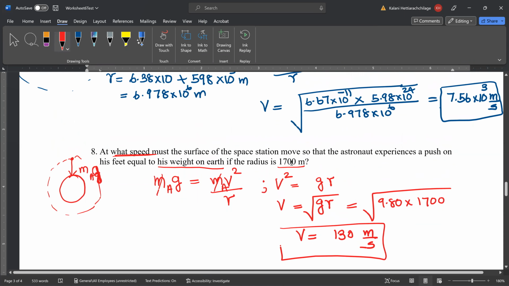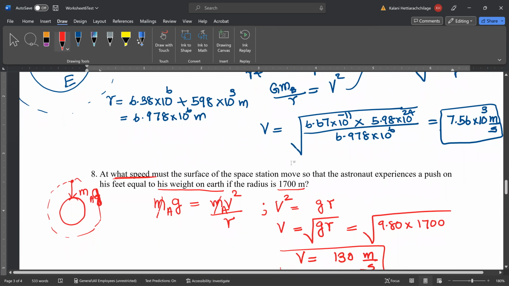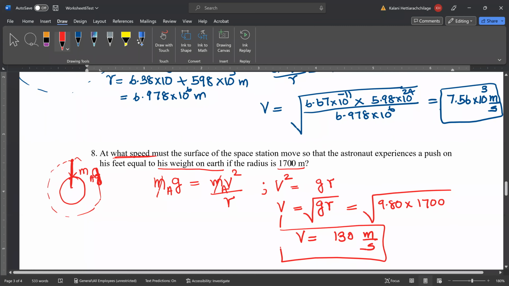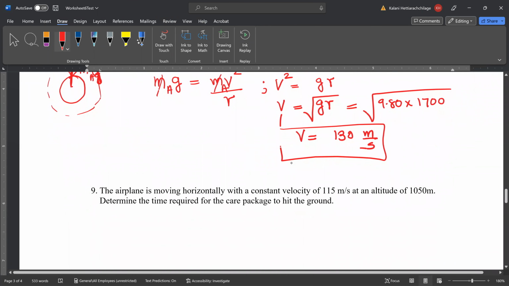Okay, so according to the question, you need to make sure that you apply the correct concepts, because here we have the astronaut, his weight on the earth, if the radius is 1700 meters. That's not even the earth's radius. This is not even the earth. So this radius is given from the circle the astronaut made, right? Because of that, you need to use weight equals centripetal force in there.